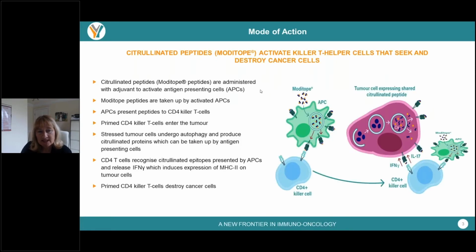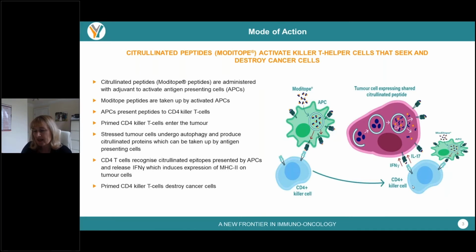So what we did is we made a series of citrullinated peptides. We used them to immunize HLA transgenic mice. They stimulated CD4 T cells. Those CD4 T cells went into the tumor environment where they initially recognized antigen-presenting cells. Those antigen-presenting cells had taken up some of these citrullinated proteins from some sort of necrotic tumor.